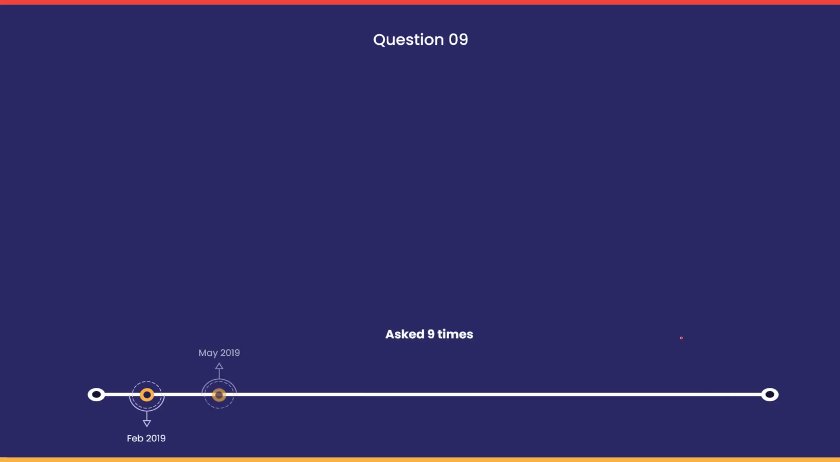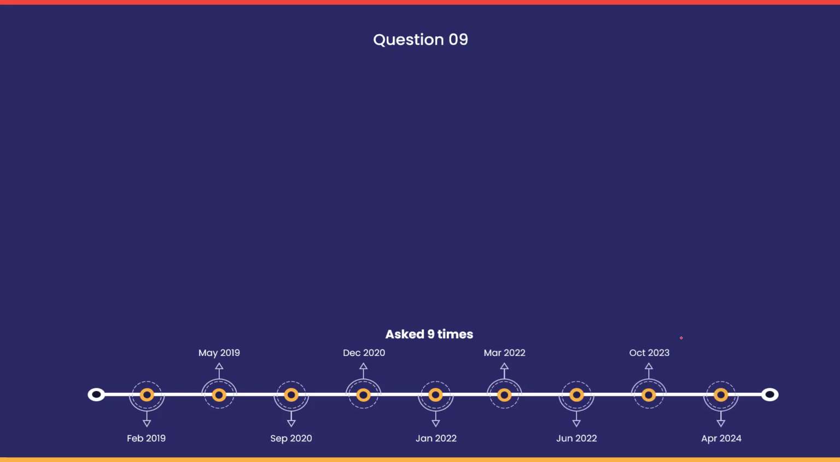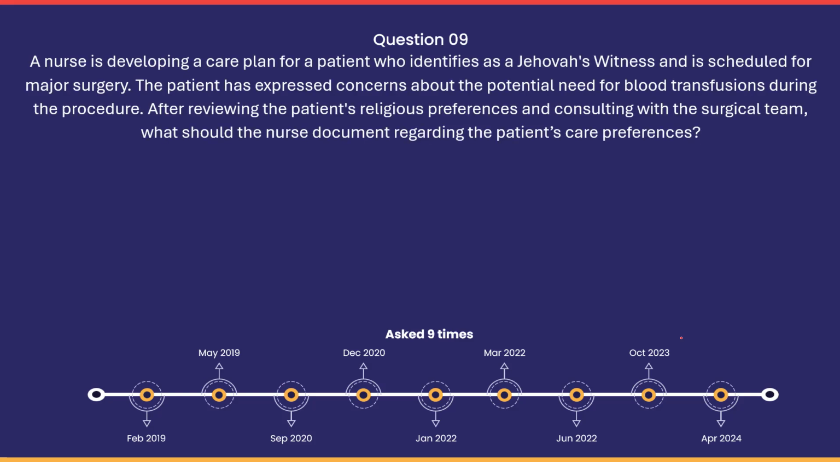This religious preference question, related to blood transfusions, has been asked 9 times in the last 5 years, making it highly likely to appear in the exam. A nurse is developing a care plan for a patient who identifies as a Jehovah's Witness and is scheduled for major surgery. The patient has expressed concerns about the potential need for blood transfusions during the procedure. After reviewing the patient's religious preferences and consulting with the surgical team, what should the nurse document regarding the patient's care preferences?